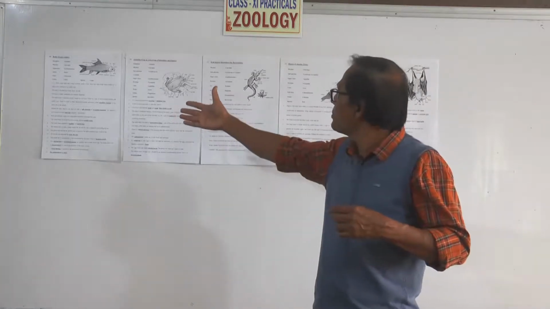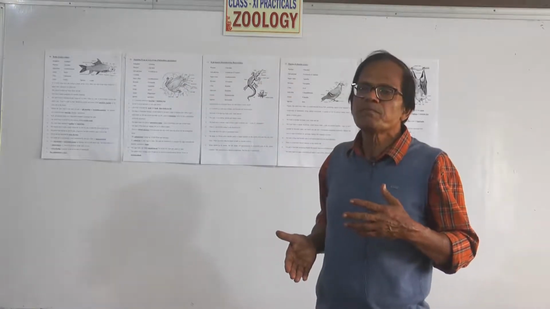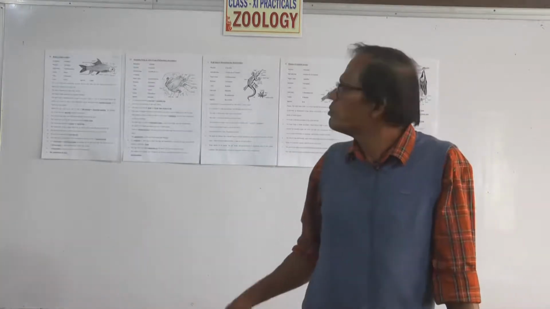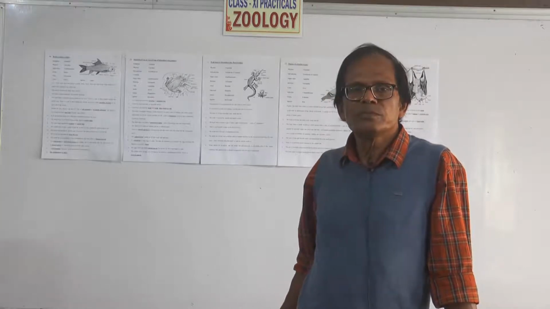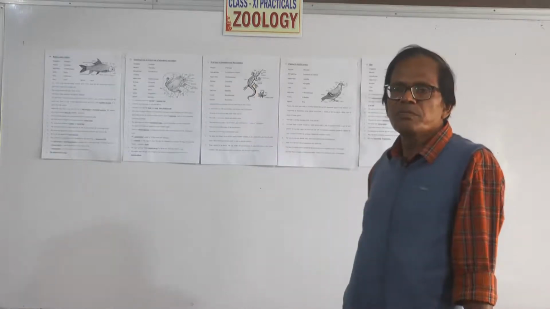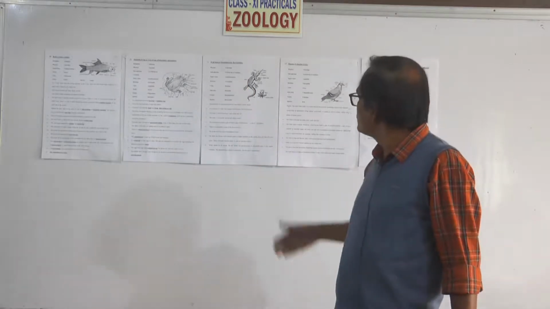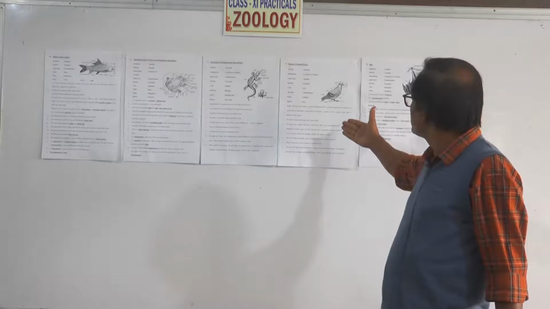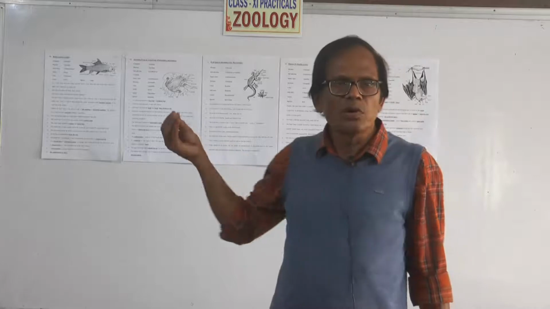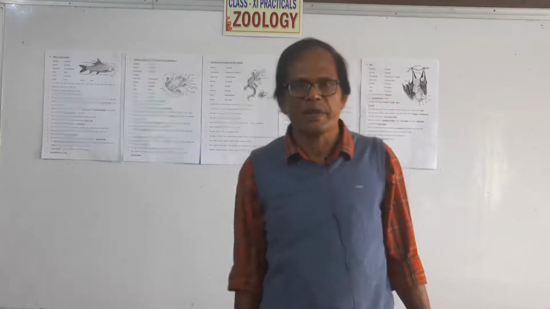So here we have to discuss some representative chordate types. One is a cartilaginous fish, then a bony fish, a typical bony fish. Then a frog, a lizard, a bird, and a mammal, a bat. We have to consider a few important points from each of these specimens.